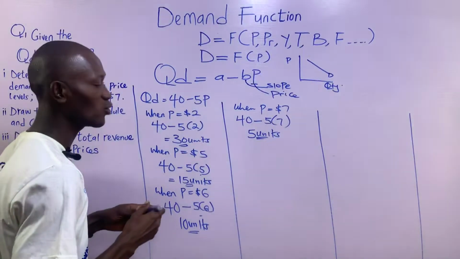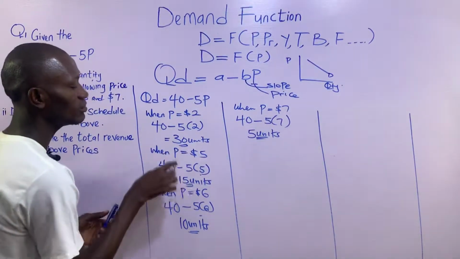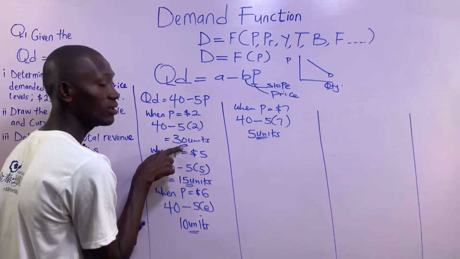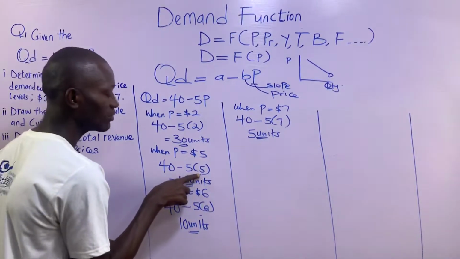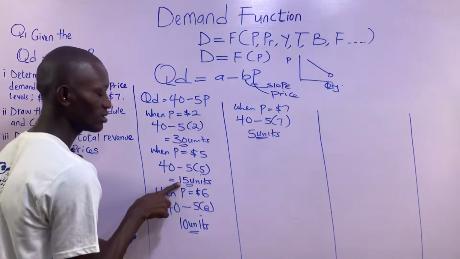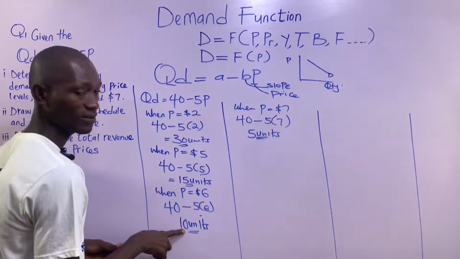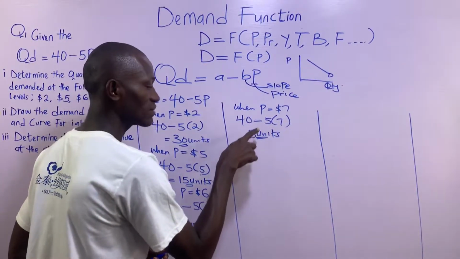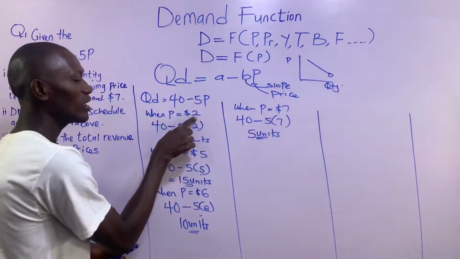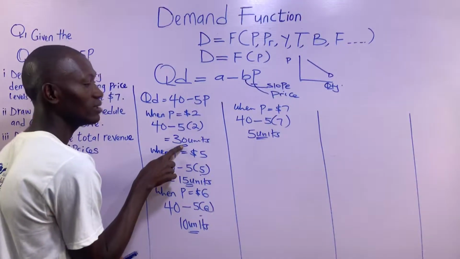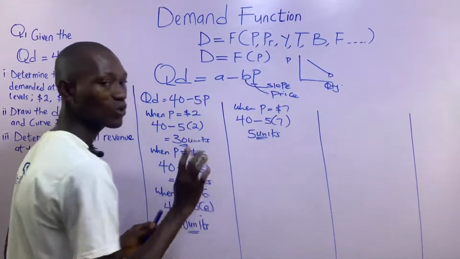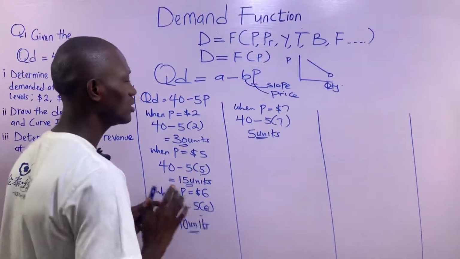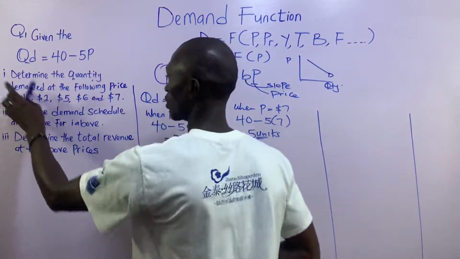So these are the respective quantities demanded at the following prices. When price was 2, the consumer bought 30 units. When price is $5, the consumer buys 15 units. When price is 6, the consumer buys 10 units. And when price is $7, the consumer buys 5 units. You can see here that the lower the price, the higher the quantity demanded, and the higher the price, the lower the quantity demanded, ceteris paribus. That's with respect to the A part of the question, Roman figure 1.